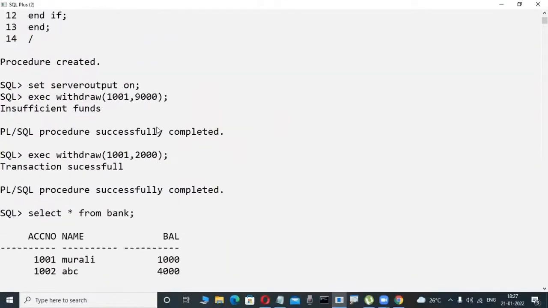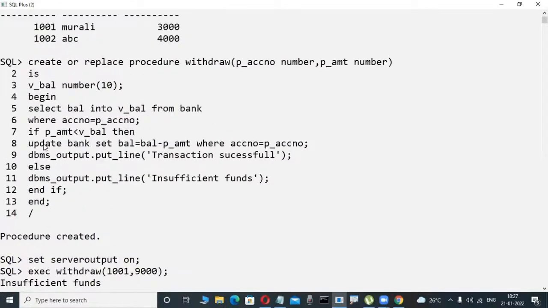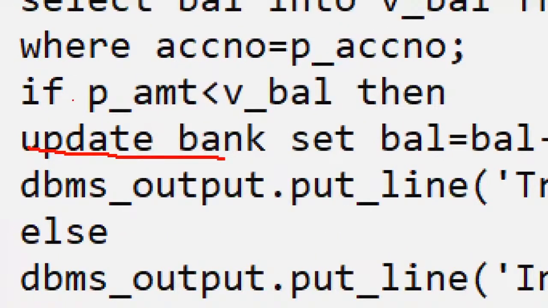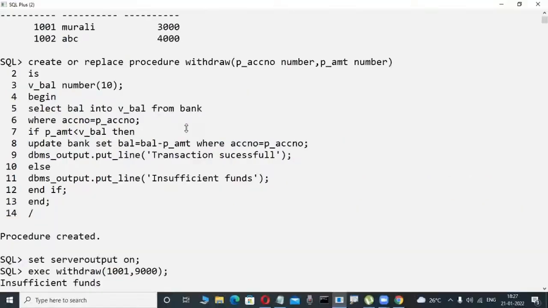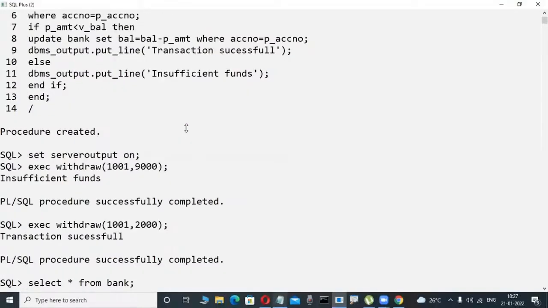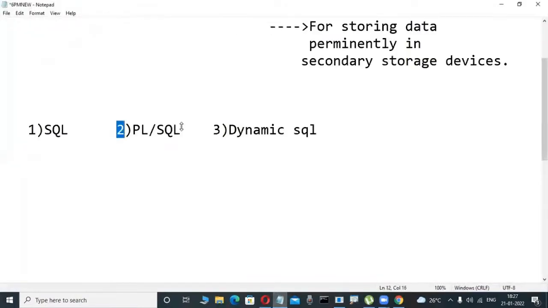You are a programmer, you are writing the coding in an update. Update is a SQL command only. The IF condition is a PLSQL command. That's why you need some language knowledge. With this type of PLSQL coding knowledge, then only you can write real-time applications, OTP validations, bus ticket reservation, anything. So many applications are there, but a little bit of knowledge is required. Okay, understood? Yes.